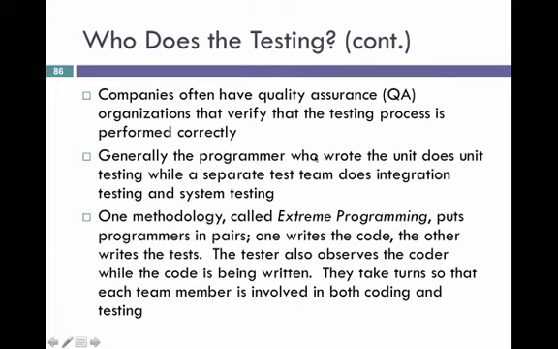Now, generally the programmer who wrote the unit does unit testing, but other people do the other kinds of testing. There's something called extreme programming that puts programmers in pairs. One writes the code, one writes the tests, and the tester observes the coder while the code's being written. And then they can take turns and change roles so that they can both be involved in coding and testing.